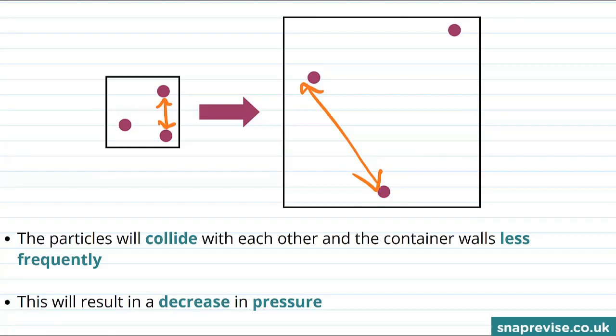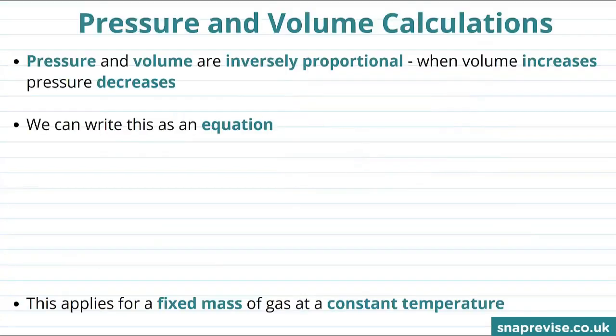And we can see from the picture that the particles are going to collide with each other less frequently, and also they're going to collide with the container walls less frequently. And this is going to result in a decrease in pressure. Because remember, the pressure was all about the force on the walls due to the particles always bumping into the walls. So the important point to remember moving on here is increasing the volume decreases the pressure, and on the other side, decreasing the volume is going to increase the pressure.